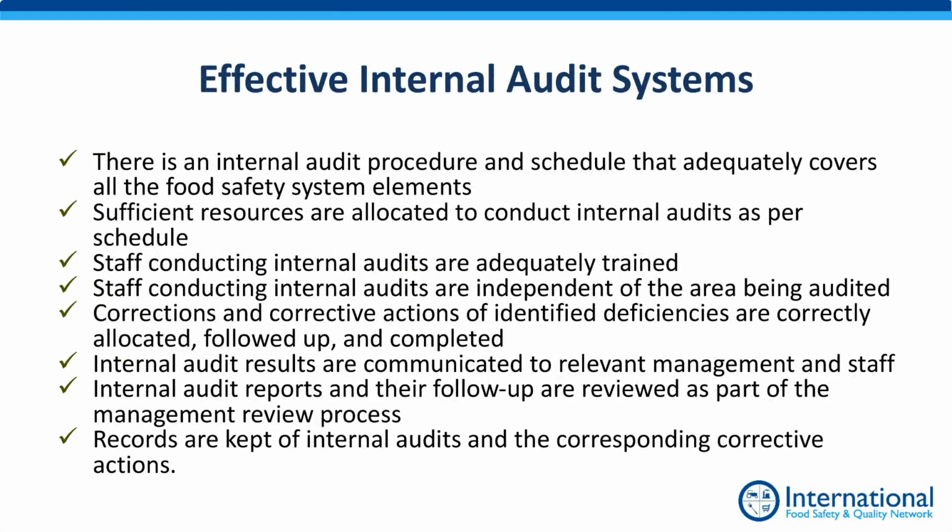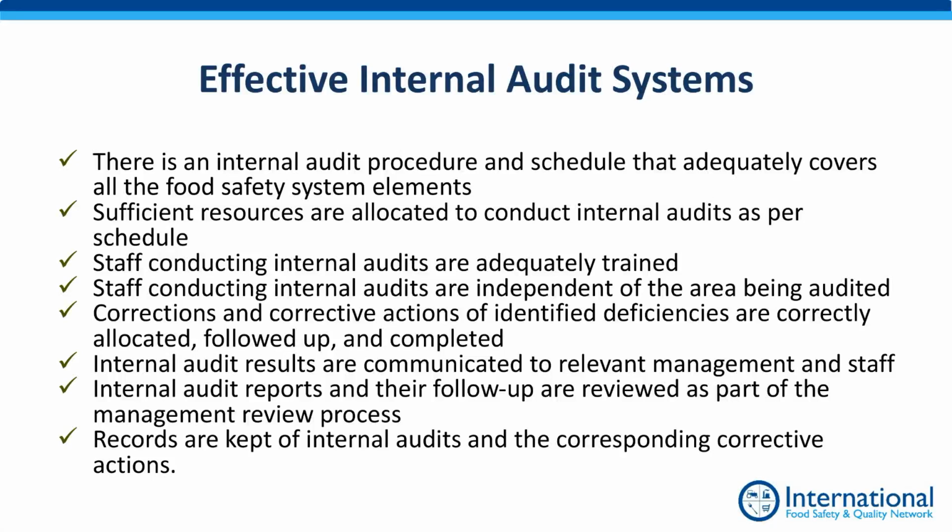So, for an effective internal audit system, we need an internal audit procedure and schedule that adequately covers all the food safety management system elements. Given some history, the internal audit schedule will be based on risk associated with the procedure or activity, results of previous audits, any outstanding corrective actions. It could be from complaint analysis, preventive actions, or the results of management review.